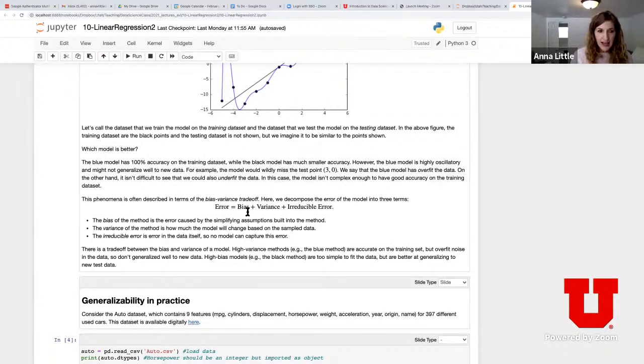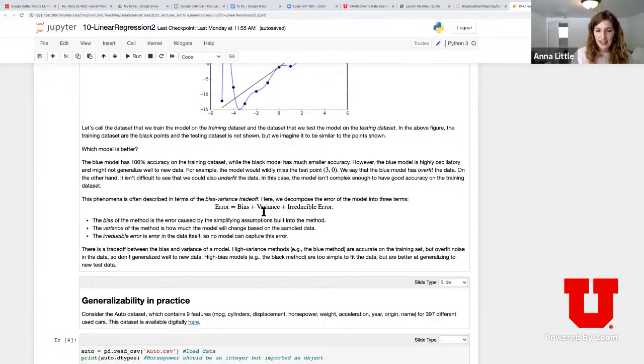And so the bias of the method is error that arises because the model you use is not complicated enough to actually fit the data. So maybe you're making too many simplifying assumptions, and, for example, you're computing a linear regression, but your data is nonlinear. There's a bias there. The variance of the method is how much the model will change based on the sample data. So this is about the generalizability to a test data set.